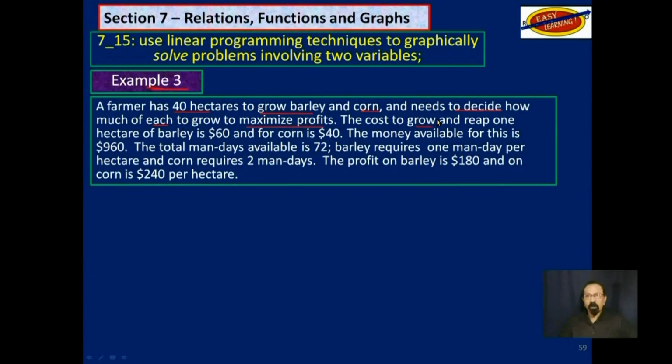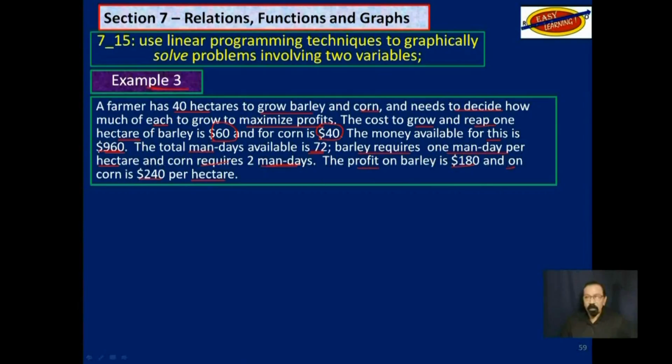The cost to grow and reap 1 hectare of barley is $60 and for corn is $40. The money available for this is $960. The total man days available is 72. Barley requires 1 man day per hectare, and corn requires 2 man days. A man day is the work that a man could do in one day. The profit on barley is $180 and on corn is $240 per hectare.